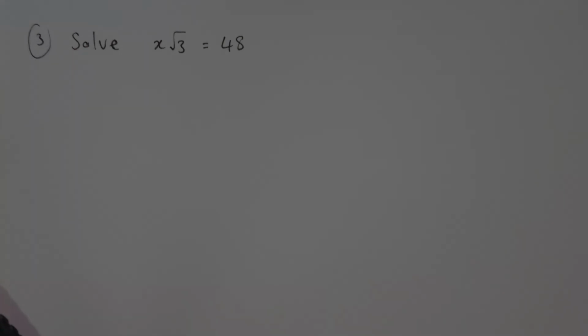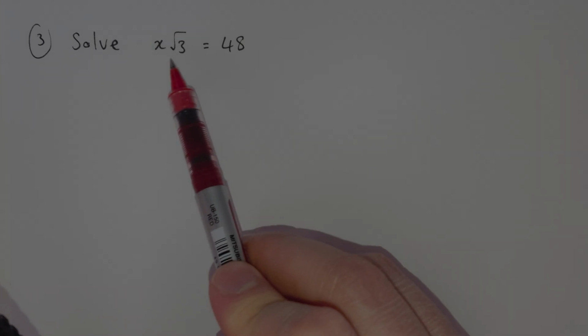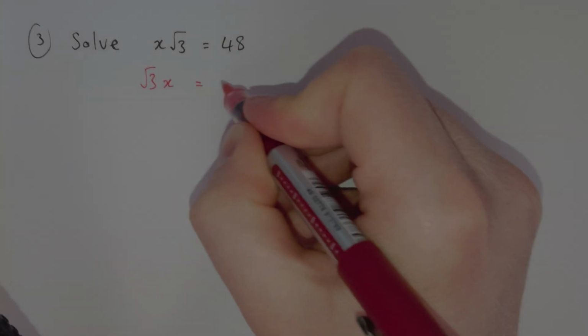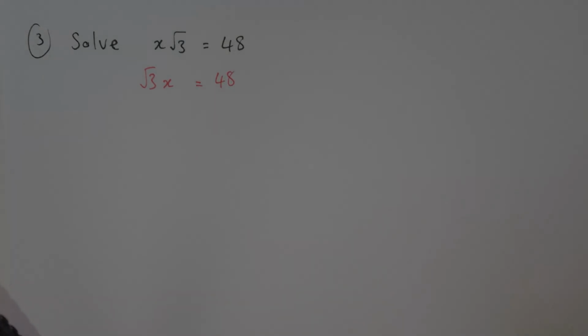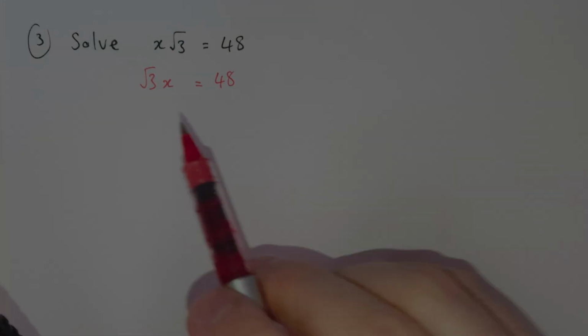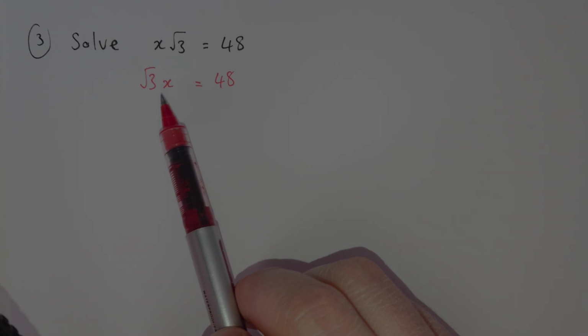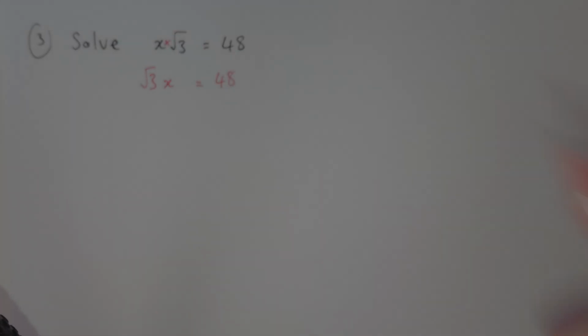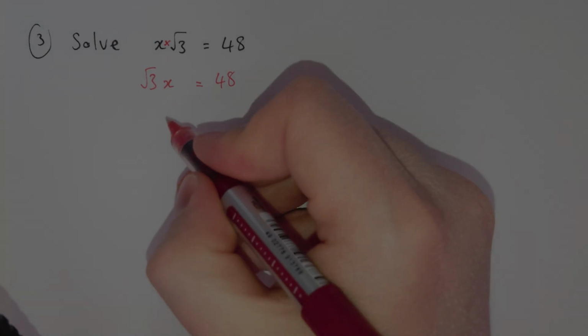My last example then, solve x root 3 equals 48. This means x multiplied by root 3. It could just as well have been written as root 3 times x equals 48. I haven't done anything here, I'm just saying that's the same thing. This one, hopefully you'd instantly recognise you've got to divide both sides by root 3. You might not instantly recognise that because there's the invisible times sign there, isn't there? Okay, but let's divide both sides by root 3.